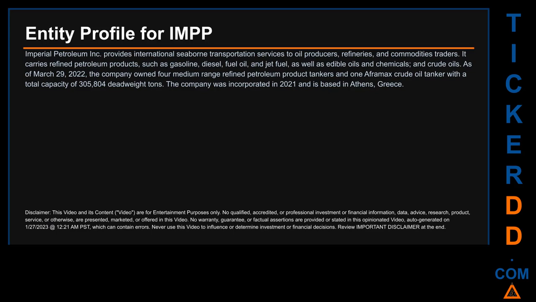I searched the public web to find information about the company that is behind this ticker. Here is what I found. Imperial Petroleum Inc. provides international seaborne transportation services to oil producers, refineries, and commodities traders. It carries refined petroleum products, such as gasoline, diesel, fuel oil, and jet fuel, as well as edible oils and chemicals, and crude oils. As of March 29, 2022, the company owned 4 medium-range refined petroleum product tankers and 1 Aframax crude oil tanker with a total capacity of 305,804 deadweight tons. The company was incorporated in 2021 and is based in Athens, Greece.